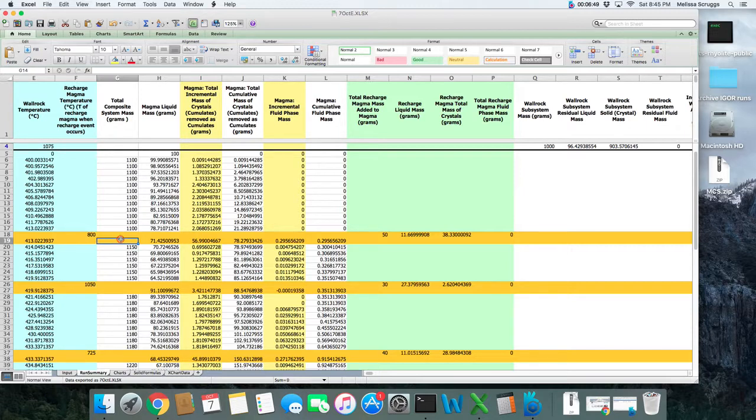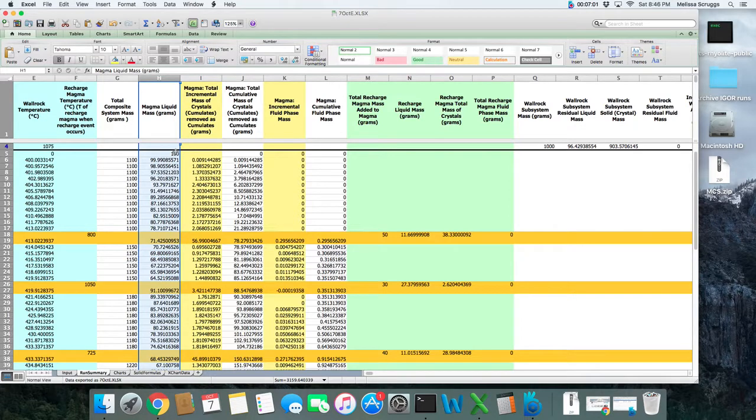After our first recharge event, we're going to add 50 grams of recharge magma. So the new total composite system mass is 1,150 grams. Column H is the magma liquid mass. Out of that 100 grams, or however many grams your magma subsystem is, how much of that is liquid?